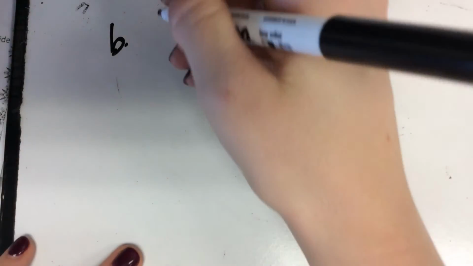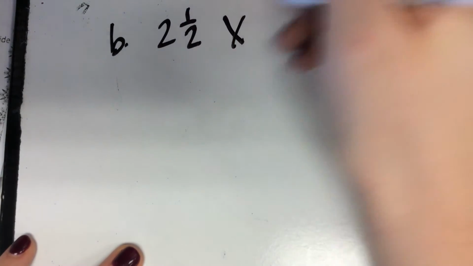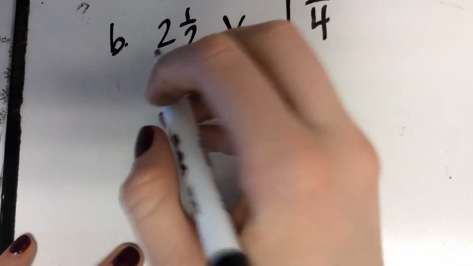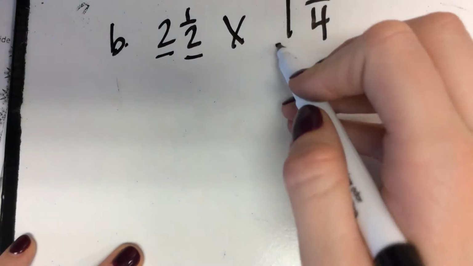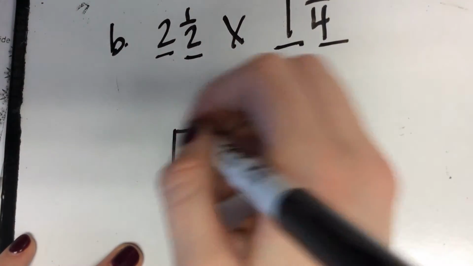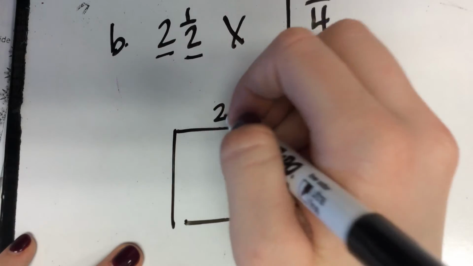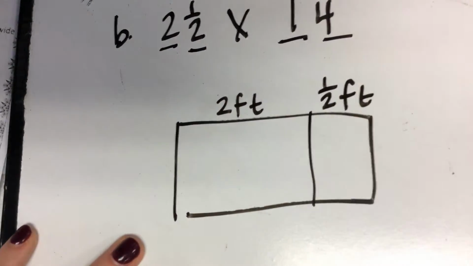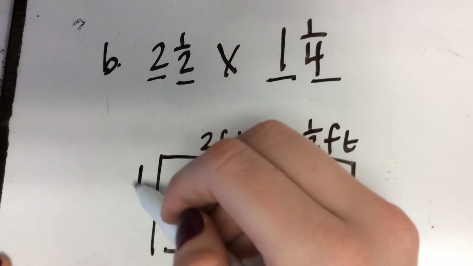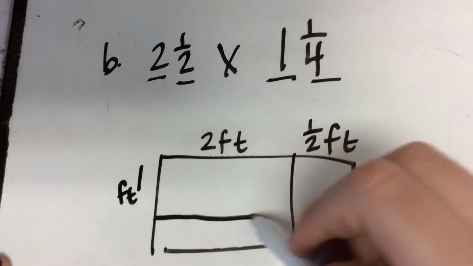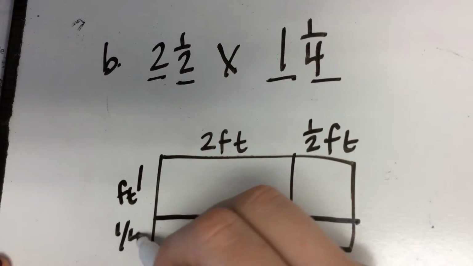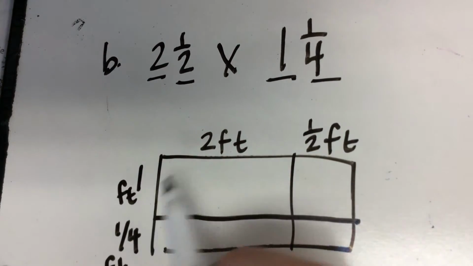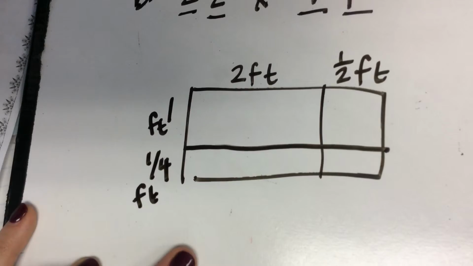Now really quickly, let's do B, which is 2 1/2 by 1 1/4. So we're going to have to split up 2 1/2 and 1 1/4. So I'm going to put 2, and this time it's feet, by 1/2 foot. And then over here we'll do 1 foot. And we'll have to split this way now because we have 1/4 of a foot. So each side had to be split because we decomposed.